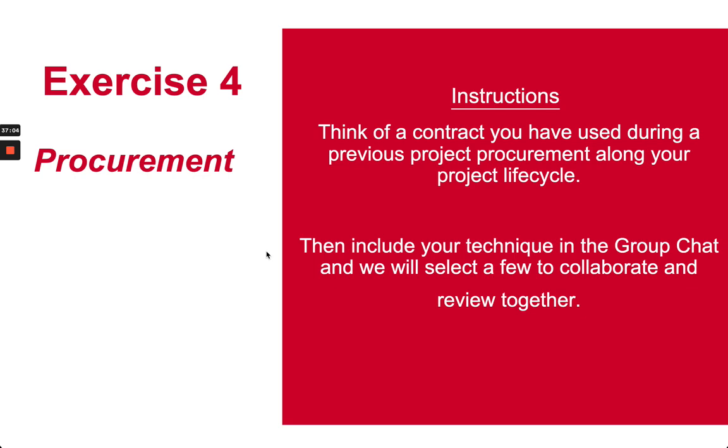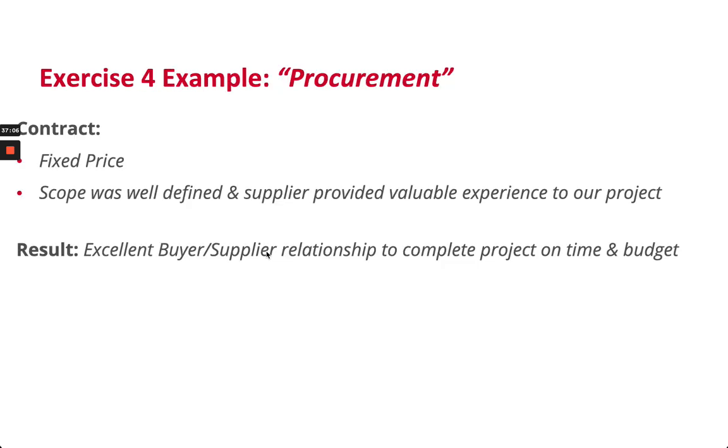So let me show you what I mean. Here's an example. Maybe it was a fixed price where the scope was well defined and the supplier knew exactly, they've been there, they've done it, they had the experience. And the result of this type of contract for that type of project was a great working relationship. You completed the project as planned, on time, and within budget.